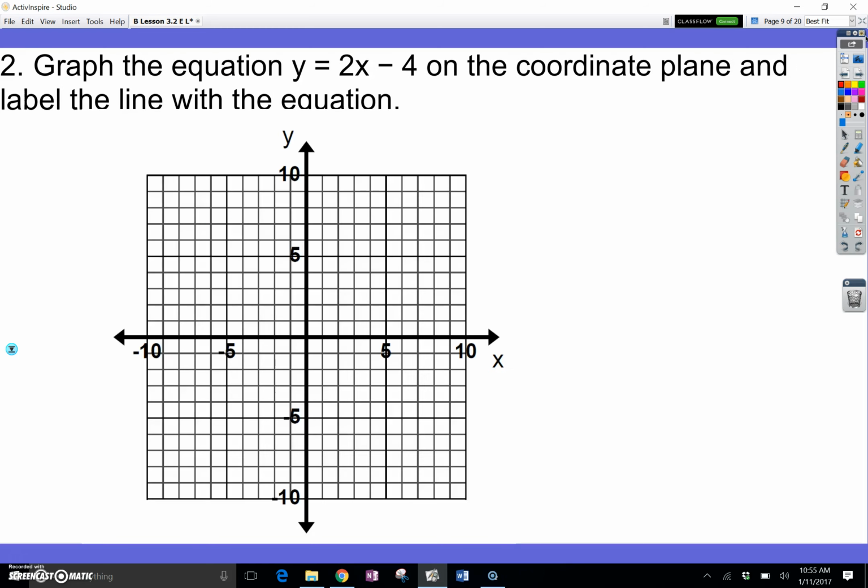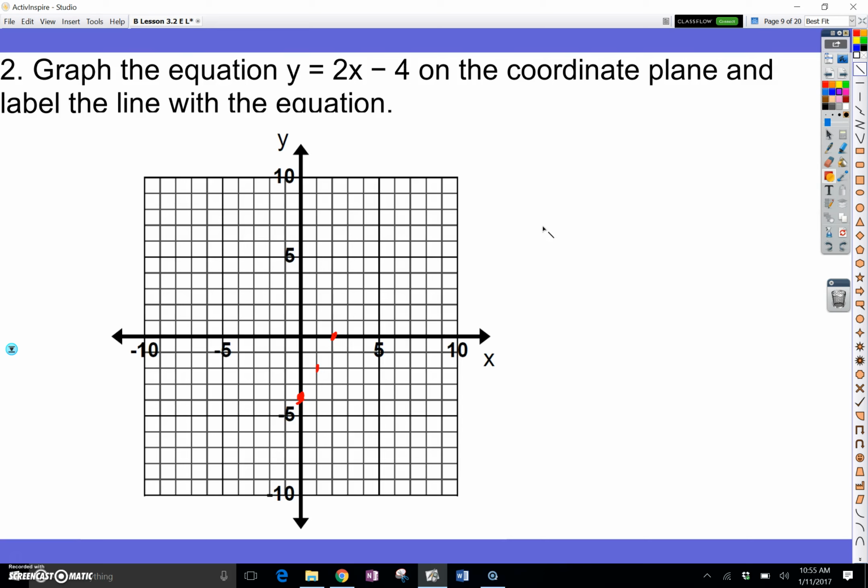Awesome. So now what we're going to do is graph y equals 2x minus 4. So same idea. I'm going to go down negative 4, 1, 2, 3, 4. And I'm going to do my slope of up 2 over 1, up 2 over 1. And from there now I can graph the equation of a line, which would look like this.